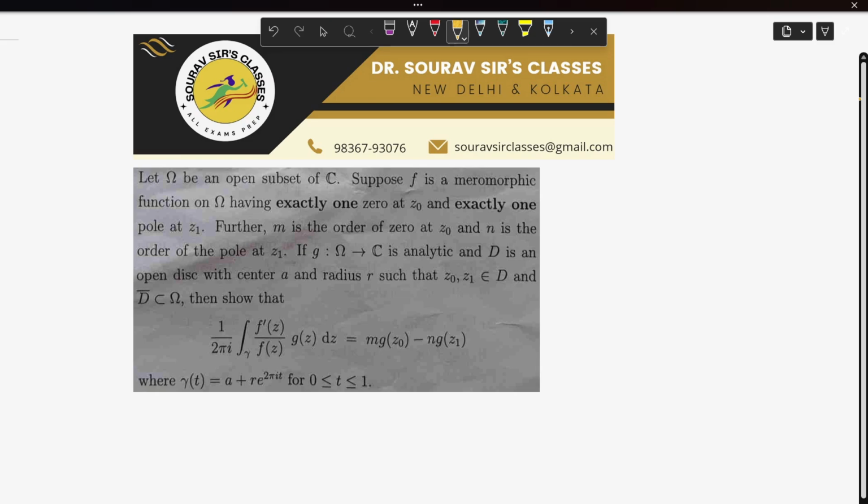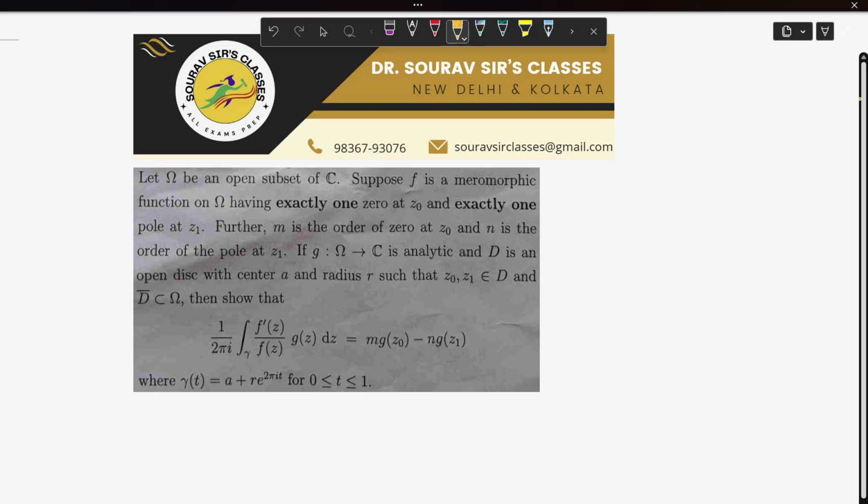pole at z1. Further, m is the order of the zero at z0 and n is the order of the pole at z1. Let g be another function from omega to C, which is analytic, and D is an open disk with center a and radius r, such that z0 and z1 belong to D and the boundary of D is a subset of omega.